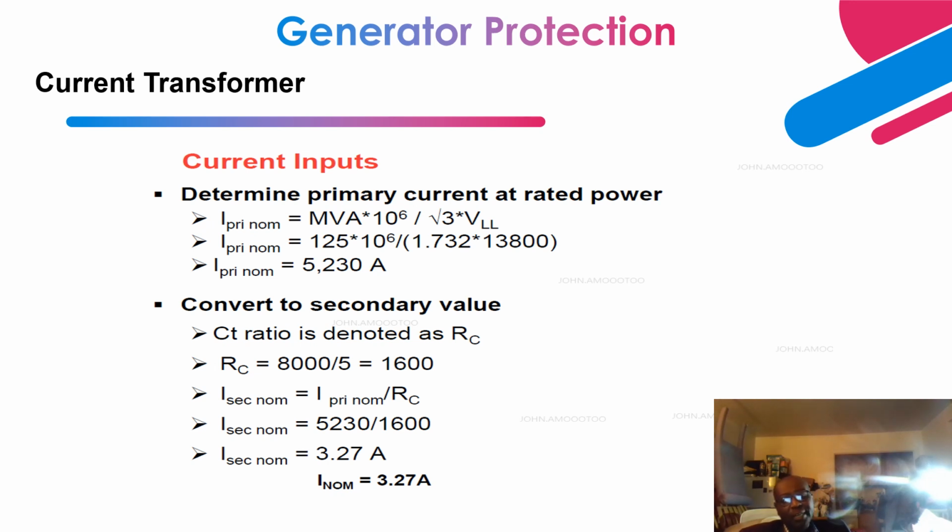So how do you determine the corresponding secondary nominal current? We have a primary nominal current of 5,230 amps. We divide 5,230 amps over 1600, and that gives us a secondary current of 3.27 amps, for a CT that has a primary current rating of 8,000 amps and a secondary current rating of 5 amps.